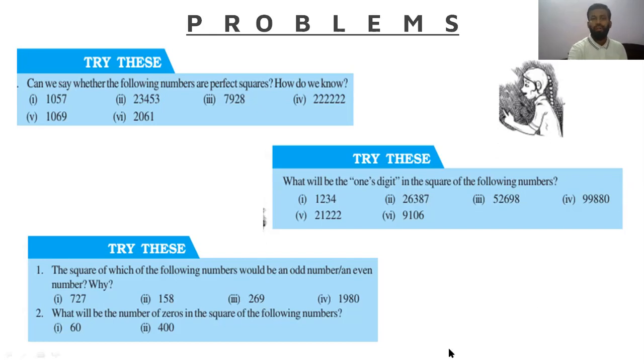In the fifth part, 2 square is 4. So the last digit of the answer would be 4. Here the last digit is 6. 6 square is 36, and that is still 6. So therefore when we take the square of 9106, that will be a number, and that number will end with 6.